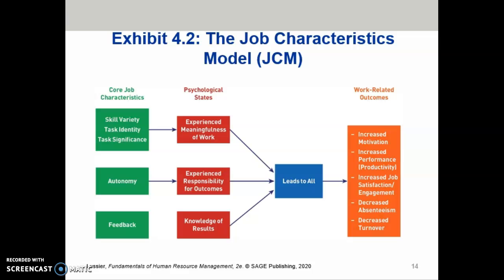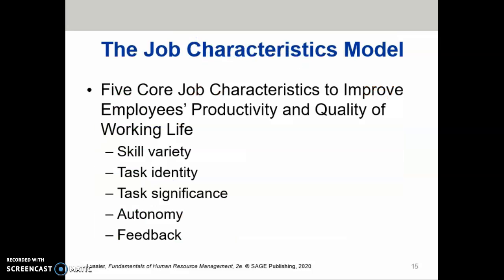So page 94, Exhibit 4.2, this is the job characteristics model, and it provides a conceptual framework for designing or enriching jobs based on the core job characteristics. So use of this model improves employee motivation, job satisfaction, and can increase performance by meeting employees' needs to grow and develop on the job. So there's 5 core job characteristics to improve employees' productivity and quality of life. So if you're wanting to enrich a job, there's different things that you can do.